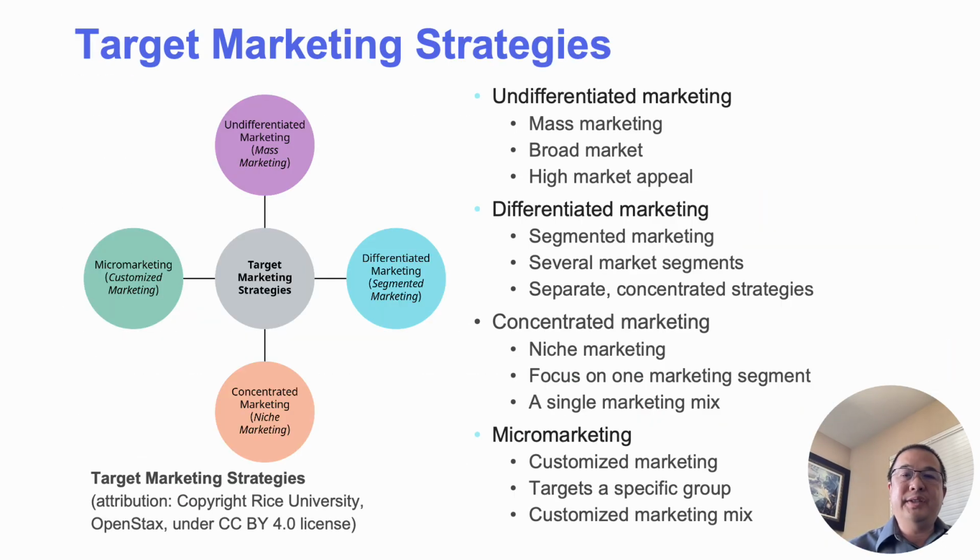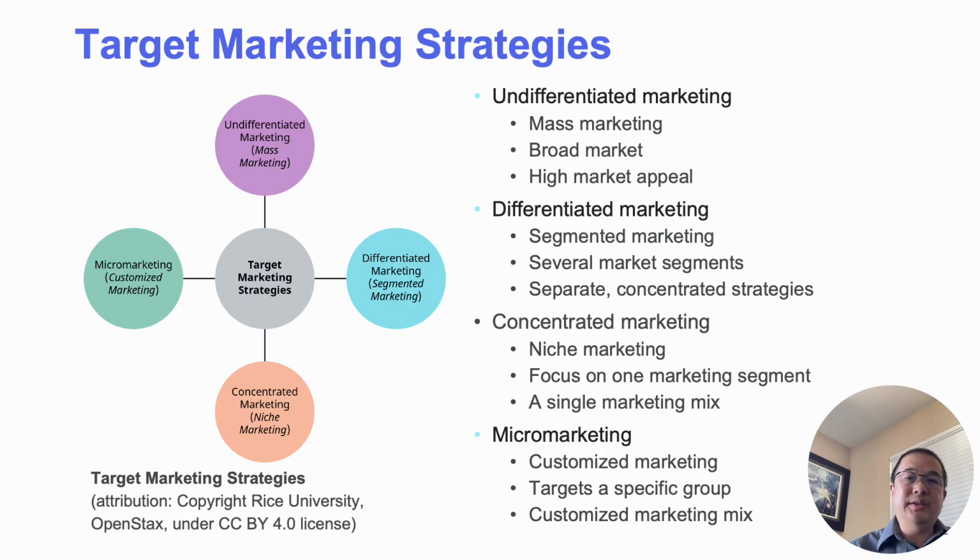So after a company segments the market, it must decide which segment to target. This decision is called target marketing. The slide introduces 4 target marketing strategies: undifferentiated marketing, differentiated marketing, concentrated marketing, and micro marketing.